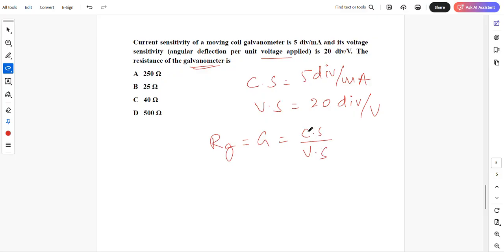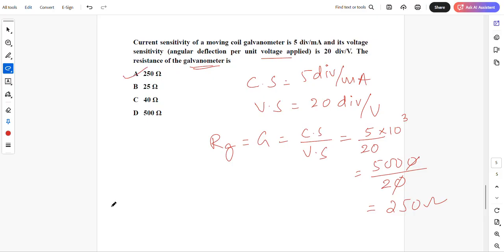This you have to remember. Current sensitivity by voltage sensitivity. Current sensitivity is 5, divided by the voltage sensitivity 20. But there is milli, per milli means it will come in the numerator. So it is 5000 by 20, that is equal to 250 ohm, the resistance of the galvanometer.